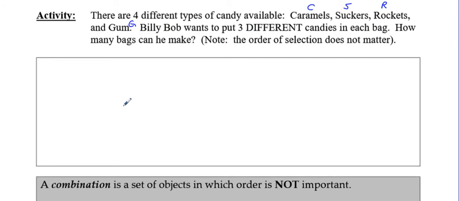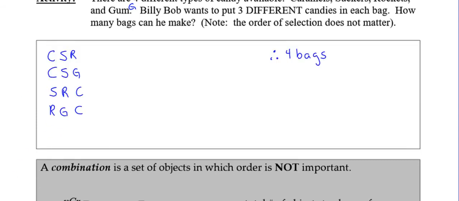Take a minute, pause the video, and try to answer this question. As a hint, you may want to make a list, but find out how many different bags of candies he can make. So pause now, try the question, and then come back. Welcome back. Hopefully you got the answer as being 4 different bags of candies.